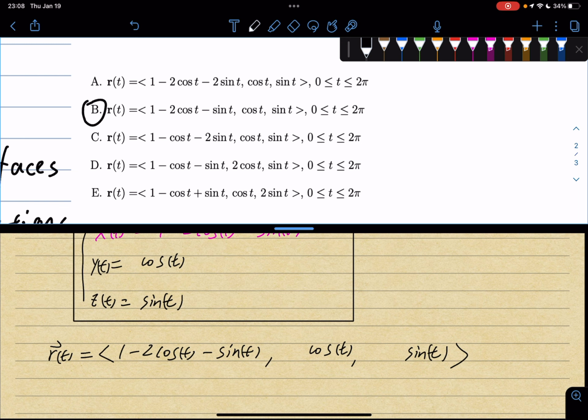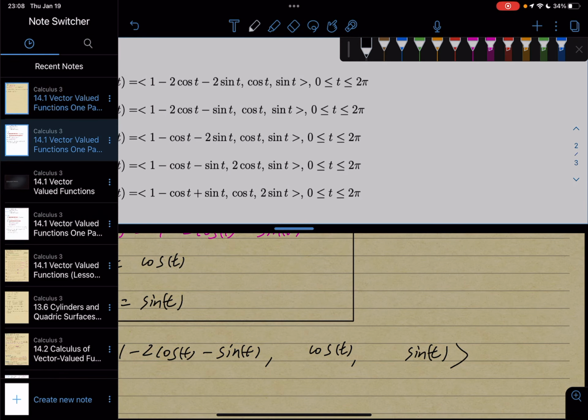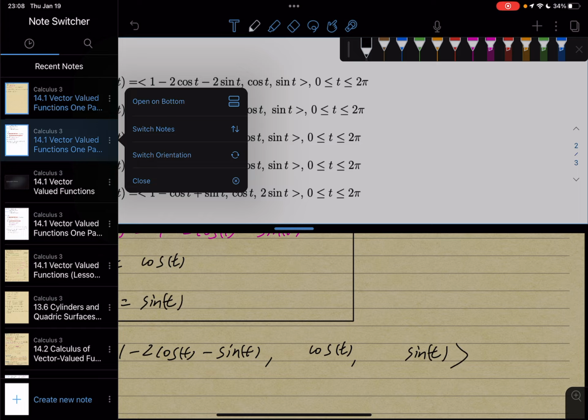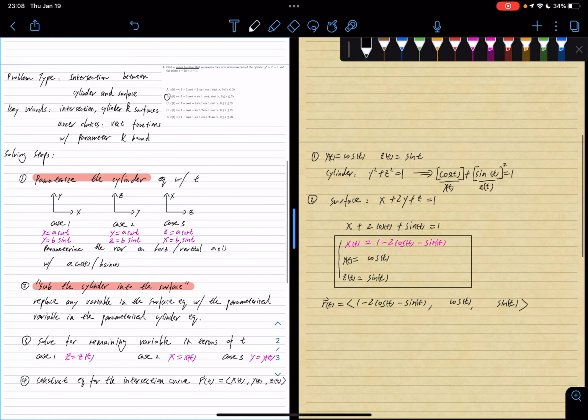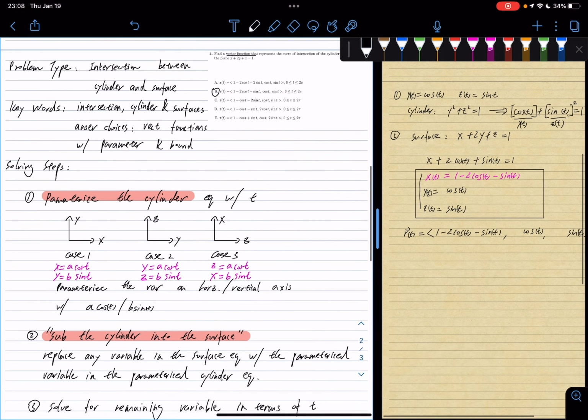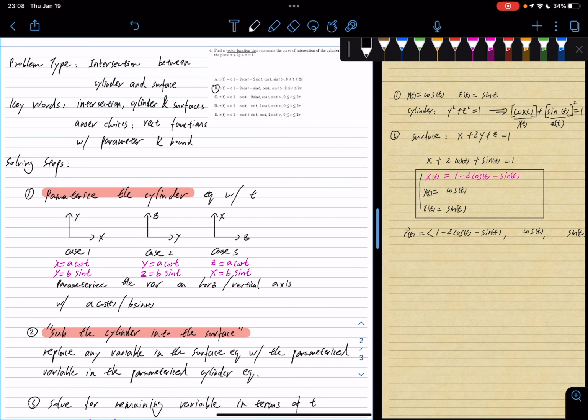Bravo. Okay, let's review this one last time. I'm going to switch orientation. Problems such as finding the intersection between a cylinder and a surface don't show up very often, but when they do, they trigger quite a few people: oh no, I have never solved a question like this before. I only knew how to solve the intersection between a curve and a surface. Now I just showed you how to do this.